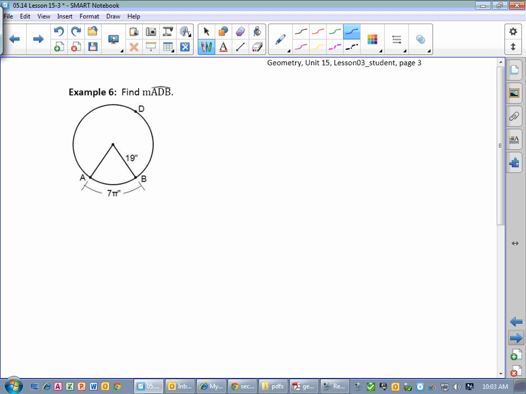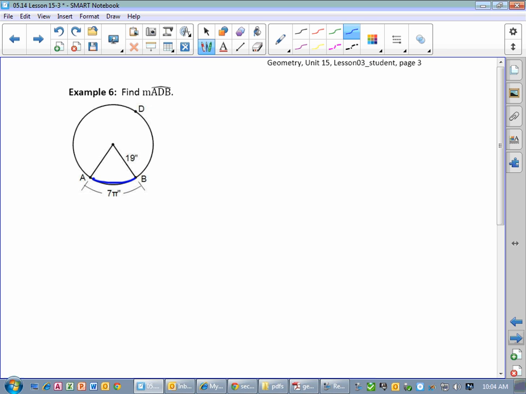All right, example 6. Let's find the measure of arc ADB. Now, what are we given here in this picture? What are the two things that we're given? The radius and the arc length of the minor arc. And we want to find the measure, not the length, the measure of the major arc. So if we knew the measure of the minor arc, could we get the measure of the major arc? Yes. Sure. All right, subtract it from 360.